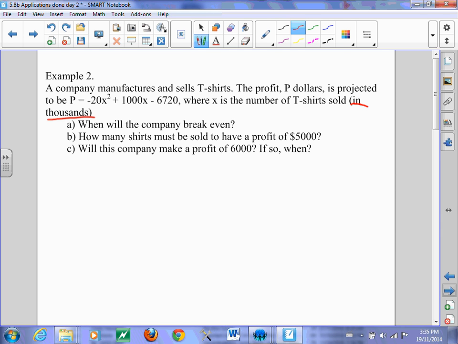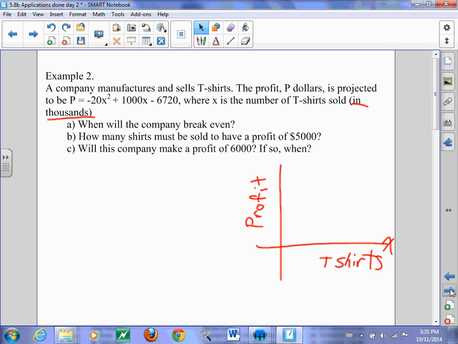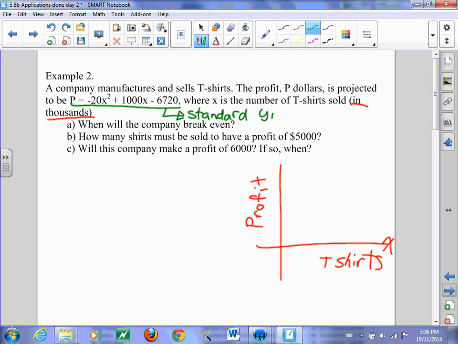But before we do the first question, let's try to visualize a graph. So we have X, but what does X represent? Number of t-shirts. So we got t-shirts for our X. And instead of Y, we really have a P, which stands for the profit. If you're ever going into business, this is important to know. And remember, ladies and gentlemen, the quadratic formula comes in 3 forms. This form is standard, and the standard one gives you the y-intercept. So y-intercept equals negative 6,720.